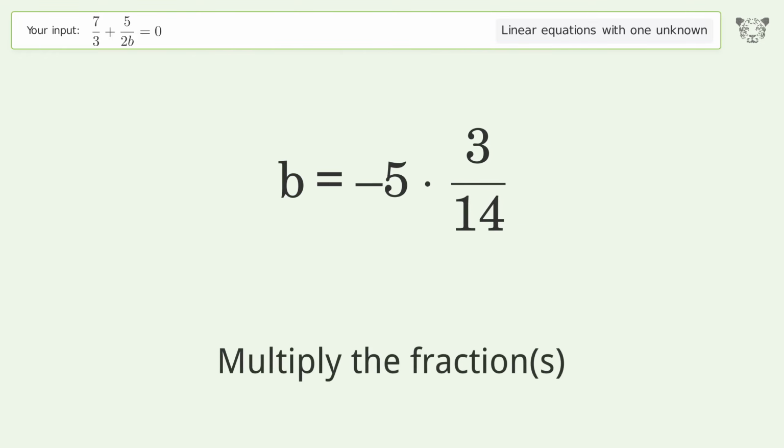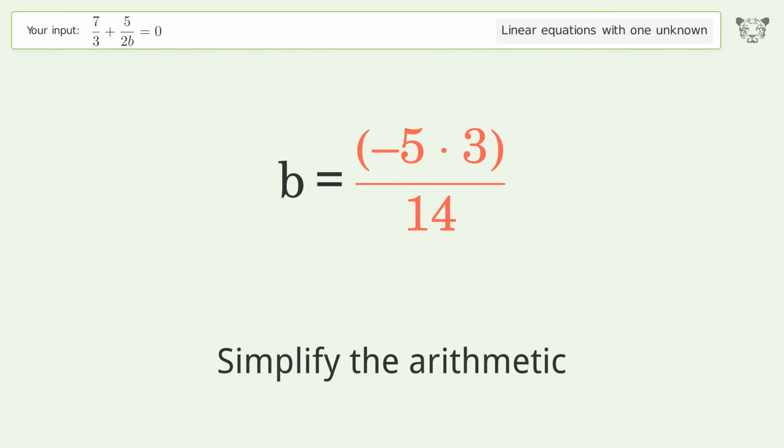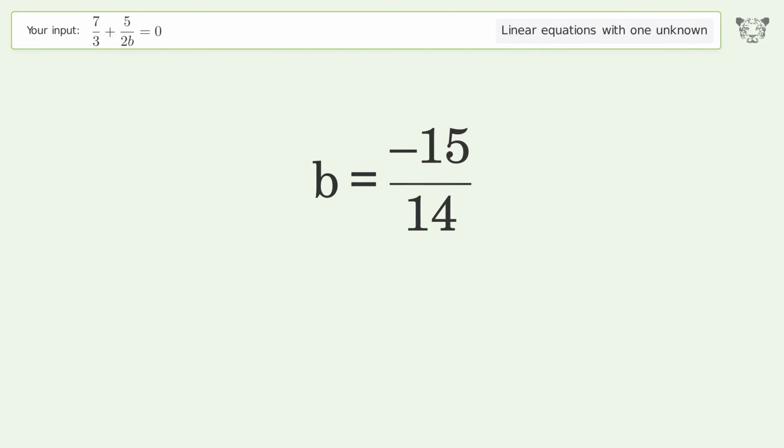Multiply the fractions. Simplify the arithmetic. And so the final result is b equals -15/14.